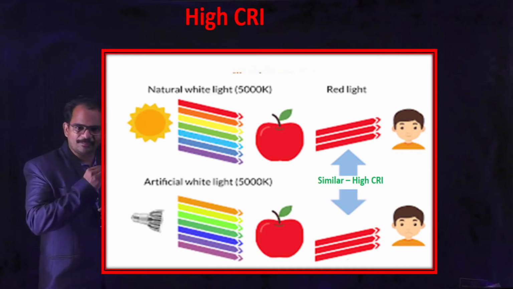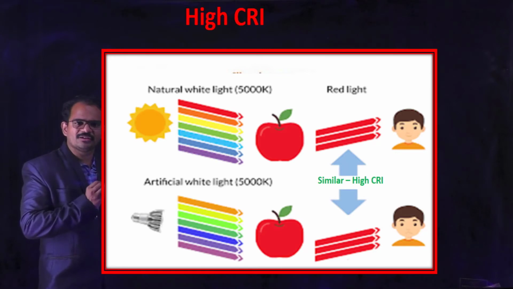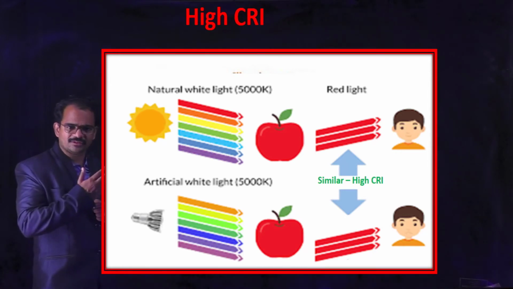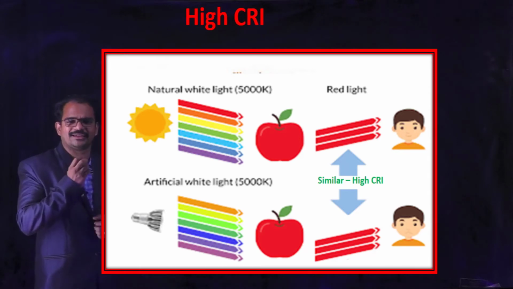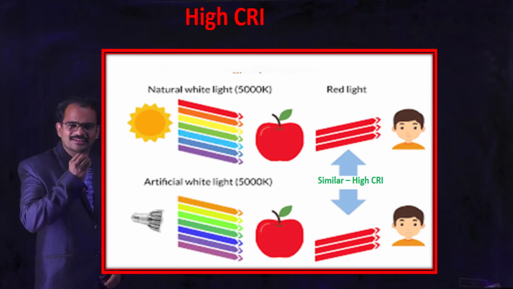Now I take the same apple into a room and use an artificial light source which has the same color temperature of 5000 Kelvin. Now you can observe that the apple looks red in color to the observer. That is, it is reflecting the red light. And what is the conclusion that we get from this slide? The light source is faithfully reproducing the actual colors of the object, and that is the reason why this light source has a high color rendering index.